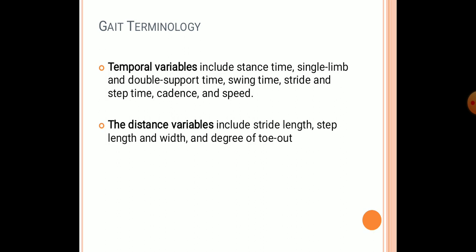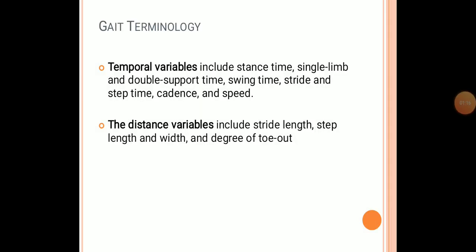So there are two things which can happen in a gait cycle, that is time and distance. We can measure the time required to complete a gait cycle, or we can measure the distance which the gait cycle has covered in a single phase. So first one is time we can measure, and second one distance we can measure. There are two groups of variables which we can determine in this gait. First one is temporal variables, and second one is distance variables.